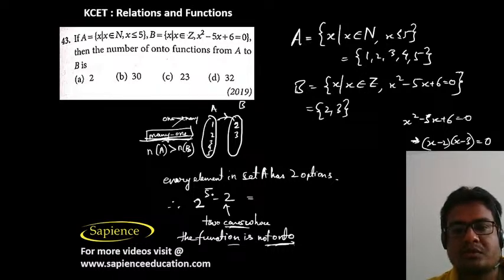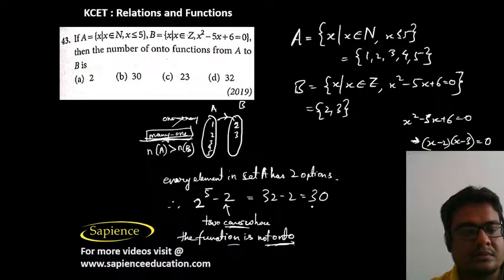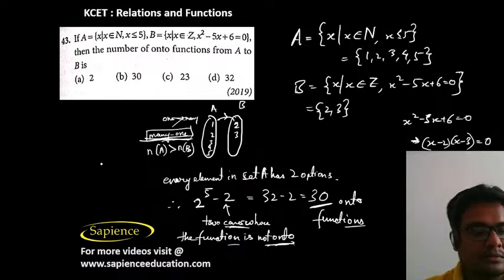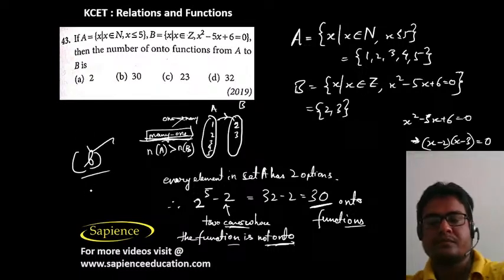So it means 2 power 5 minus 2, that is 32 minus 2, equal to 30. So 30 different onto functions can be made. So option B is the correct answer.